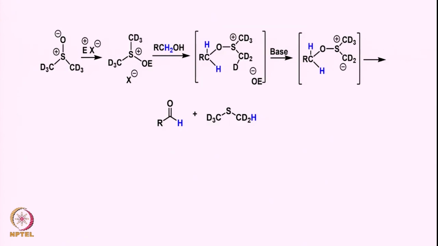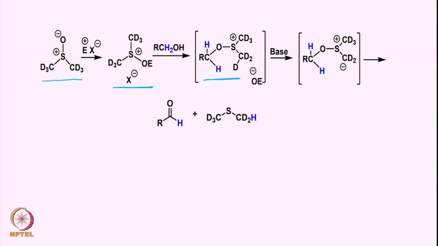In yet another experiment, he took the DMSO which had two CD3 groups attached to it, and of course you activate it with any electrophile that we have discussed so far. This is the crucial first intermediate that is formed, to which now a normal alcohol is added, not a deuterated alcohol, because the deuterium is now incorporated in the DMSO. So, this is the intermediate that one would expect to form.